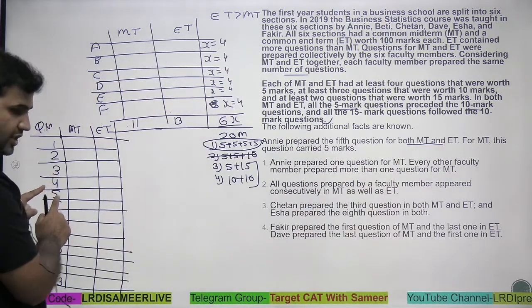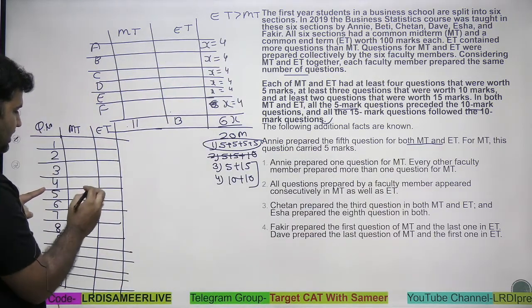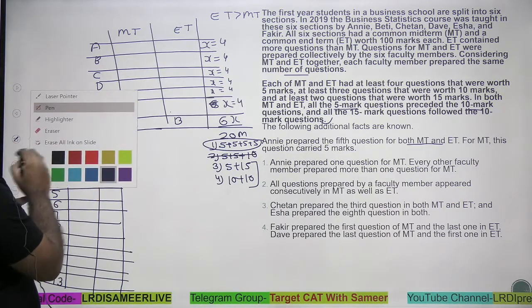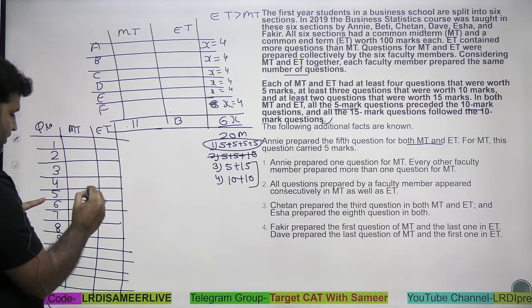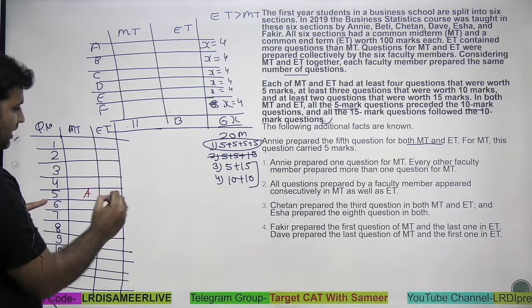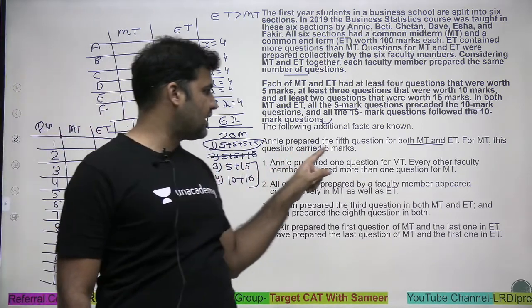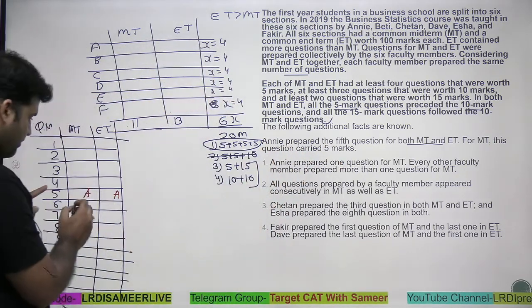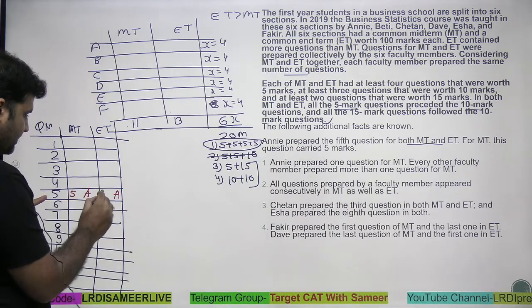So the 5th question for both MT and ET is prepared by Annie. So Annie is preparing this question, right? In both MT and ET. And in both of them, it carries 5 marks.